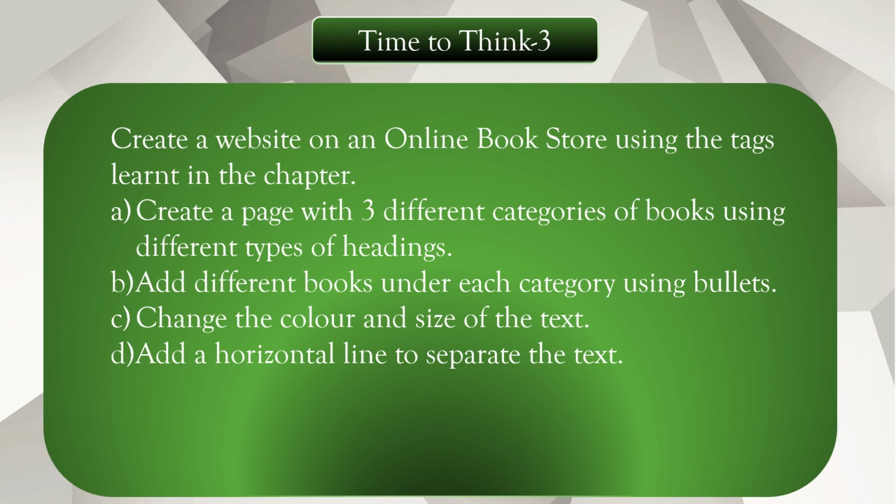Now your third task is you have to create a website on a book online store using the tags that you have learned in the chapter. Okay, create a web page with 3 different categories of books using different types of heading. Got it? Storybook or whatever the book is. Okay, English book, Hindi book, it's your choice. Create the categories of book inside it and of different headings. Add different books under each category using bullets. Fine. Change the color and size of the text. This you have to do it by yourself.